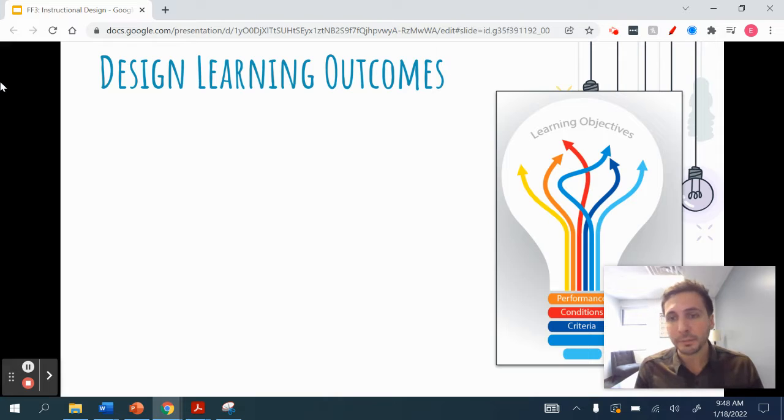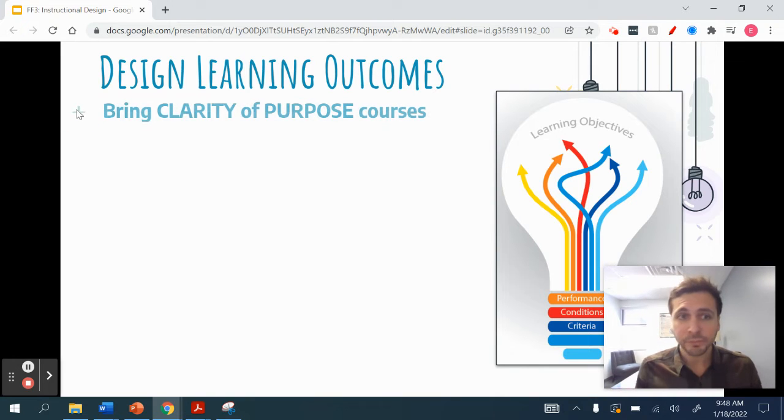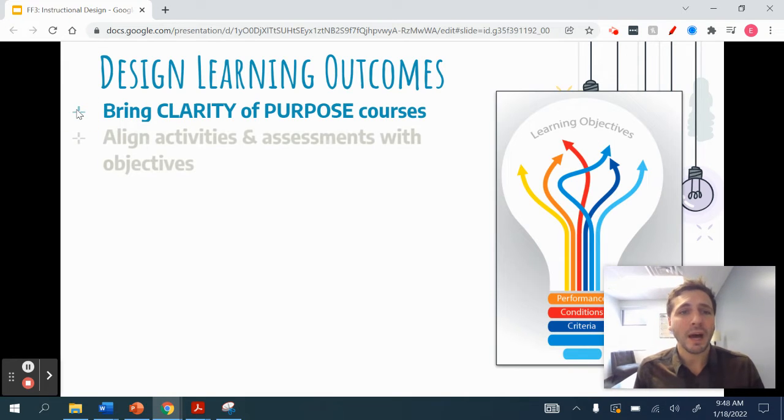Designing learning outcomes is an important criteria for designing learning. We need to know what we're shooting for. We need to know our target. It brings clarity of purpose to our courses, right? So we know what we're going for, what we're shooting for. And in the end, we can assess our students there, right? It also helps us align all of our activities and assessments to the objectives.